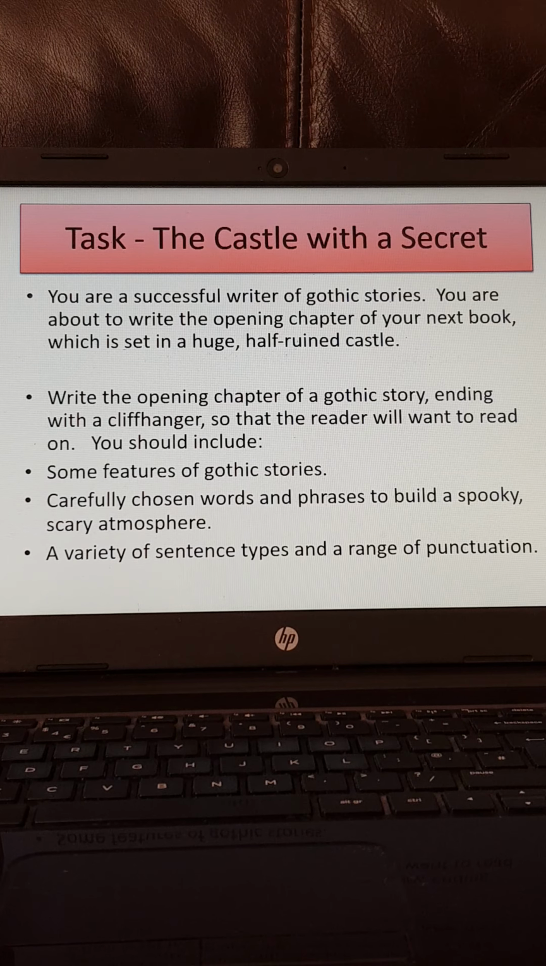If you're not sure about your punctuation, certainly you can use the lessons that I've also posted over the Easter holidays. We've got a lesson on colons and semicolons. So if you're really wanting to push yourself with your punctuation, have a look at that first so you know exactly where you're using them and why you're using them.